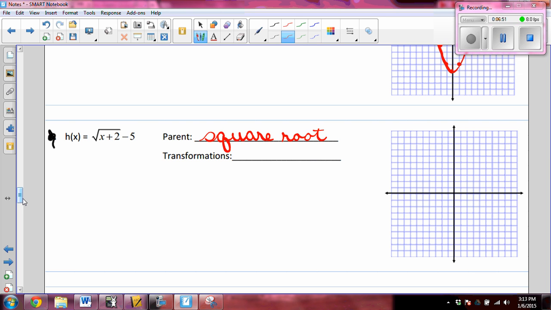All right, and then I need to figure out what it did. Well, within the square root, I have a positive 2. And remember from previously, if it's within, that means left or right. And if it's positive, it goes left, which is confusing, but that's the way it is. Left 2, because of this. Now I have a negative 5 on the outside. The outside number means up or down, and it's negative, so that means down 5.